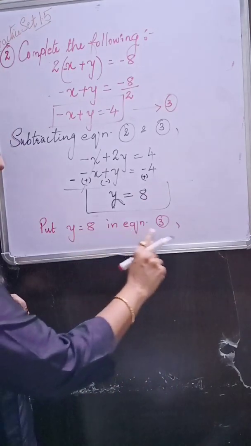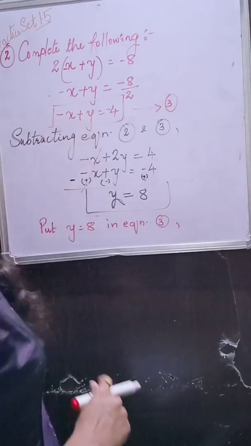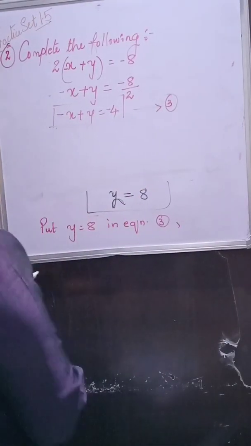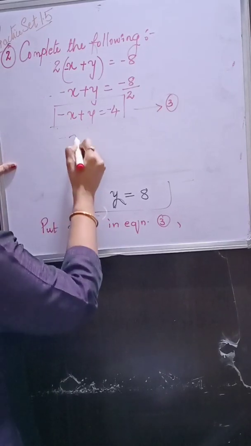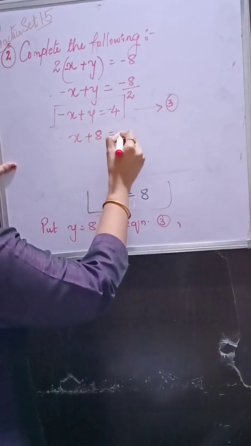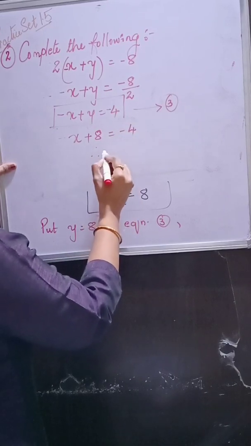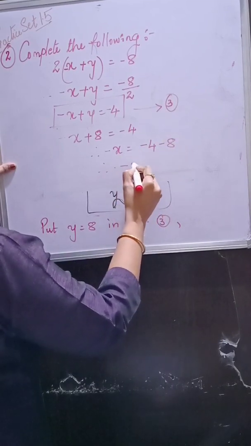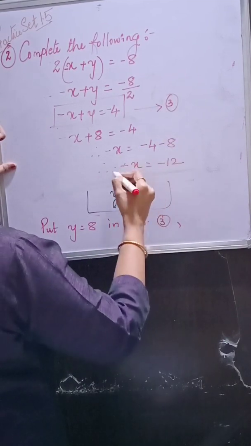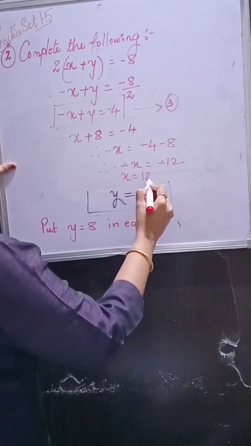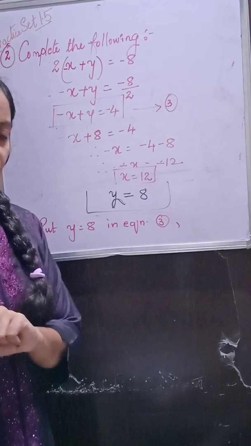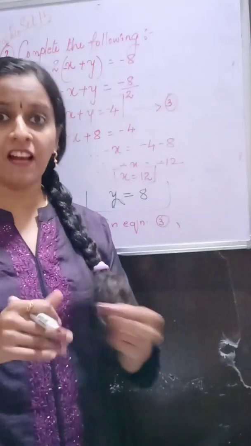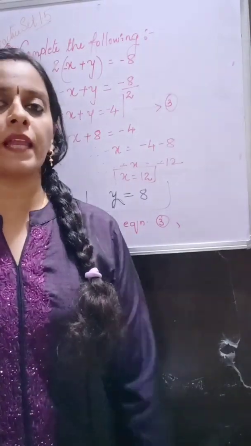Put y is equal to 8 in equation 3. Let us put that in equation 3 and see what we are getting. This part I'll erase. So we have y is equal to 8. Minus x plus 8 is equal to minus 4. Therefore, minus x is equal to minus 4 minus 8. Minus x is equal to minus 12. Minus minus cancel. So we have x is equal to 12. So y is equal to 8 and x is equal to 12. But the question is, find the values of x and y and also find the perimeter and area.